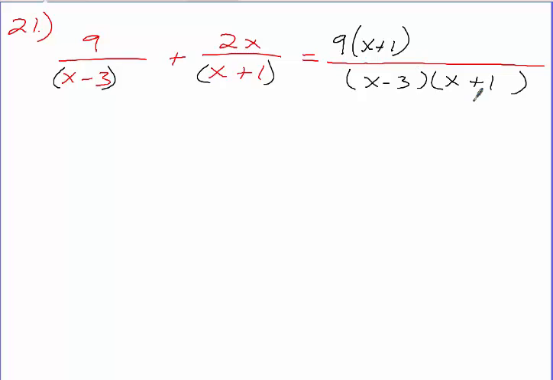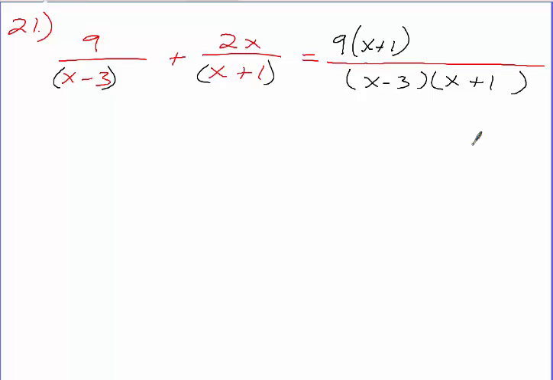So we take the old denominators and we multiply them together to get the new denominator. And then for the numerators, we take whatever is in the common denominator that is not in our original denominator and multiply the numerator by that. Which part?